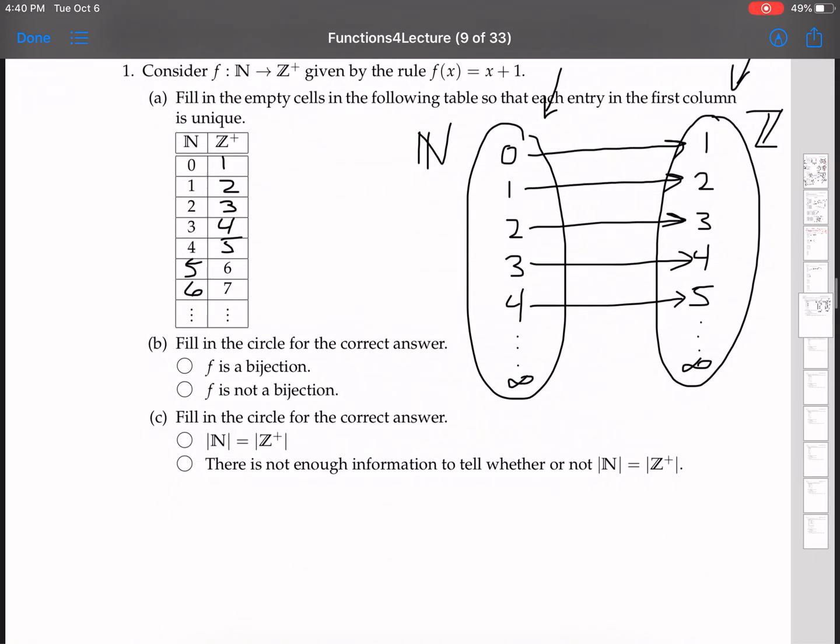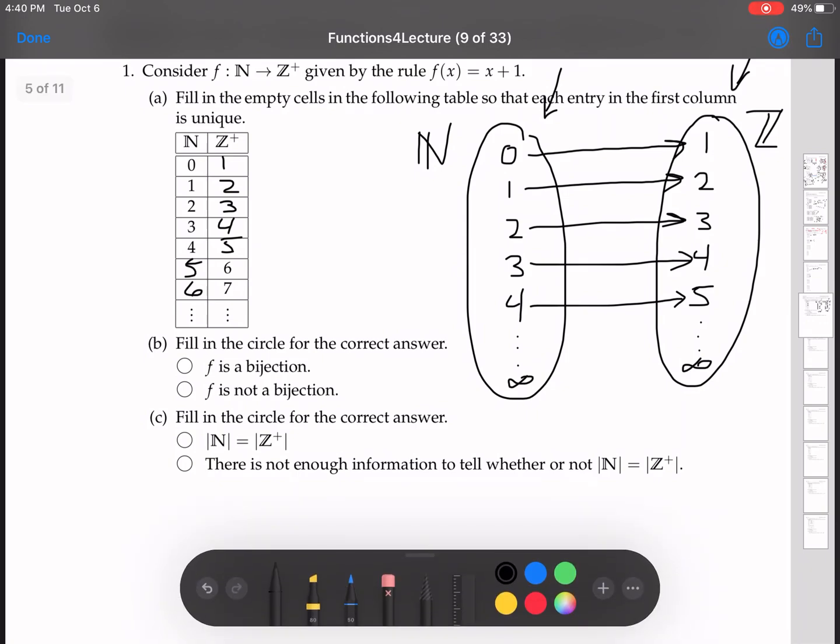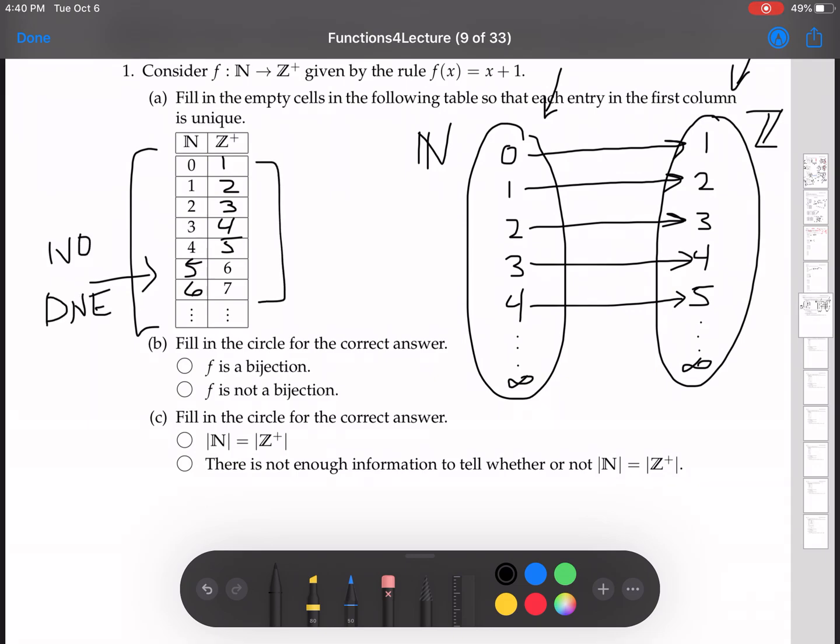is this function both one-to-one and onto? Well, let's see. First of all, everything's different here, right? There are no duplicates, no leftovers. So it's onto. And these are all different, so it's one-to-one. Okay, so it's a bijection.